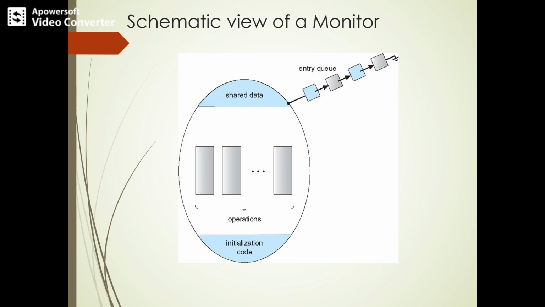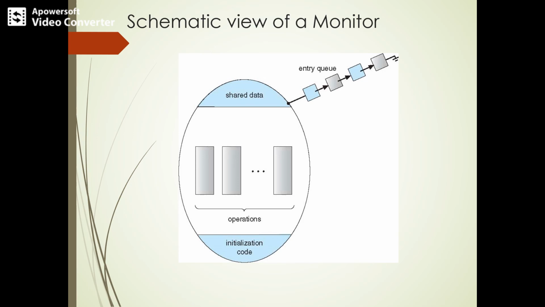and this kind of monitor data is accessible only within the monitor. So whenever a process calls a monitor procedure, the first few instructions of the procedure will check to see if another process is currently active. If a process is active, then the calling process will be suspended until the other process has left the monitor, and if no other process is using the monitor, the calling process may enter.